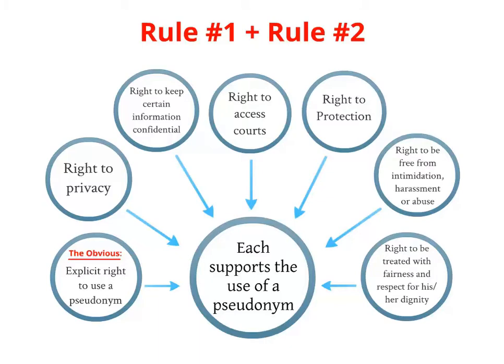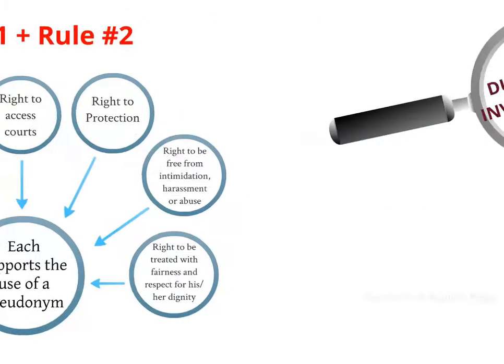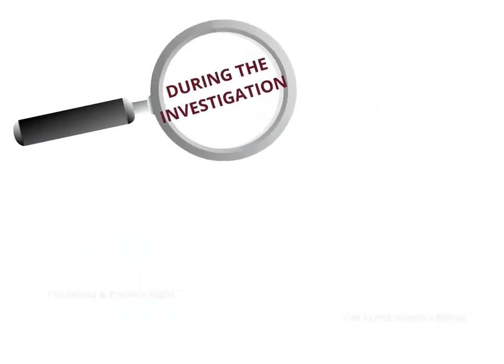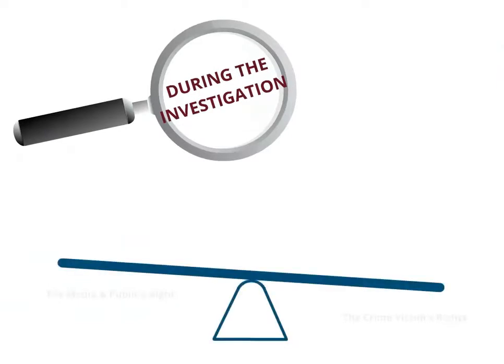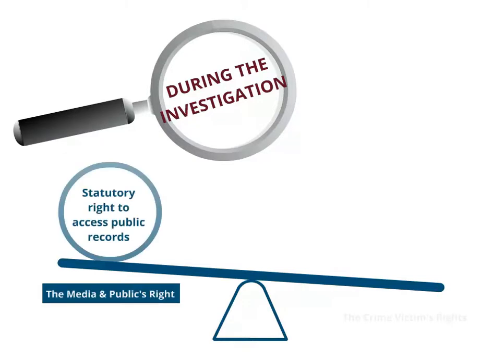Now let's take a brief look at the competing rights that courts would often need to consider when litigating this issue. And we'll start with the investigation stage. Now, during the investigation stage, the media may challenge the use of a pseudonym in a police report and argue that they, and the public, have a right to know the real identity of the crime victim, particularly in a high-profile crime. On the one hand, we have the right to access public records.